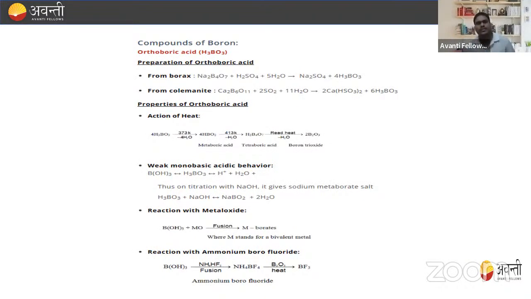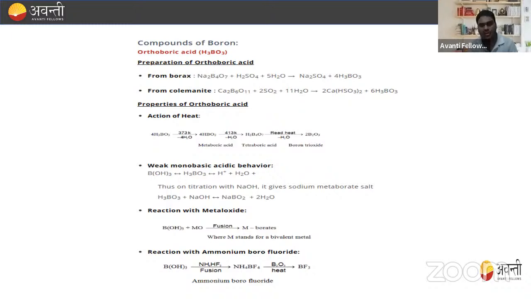So what are some important compounds of boron? This is going to be very important from the questions point of view. Many of the questions will directly come from this topic, right? So let's see how you prepare these. If we're talking about the compounds of boron, orthoboric acid plays a very important role. So what is orthoboric acid, and how will you prepare it?